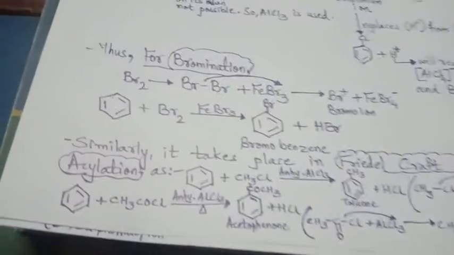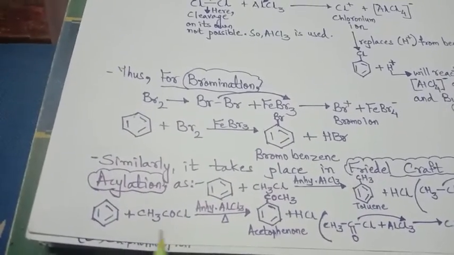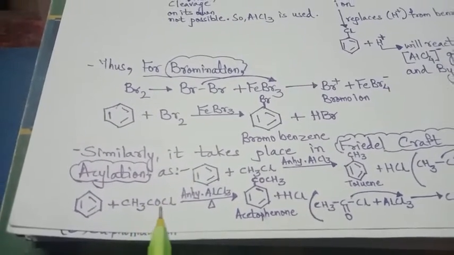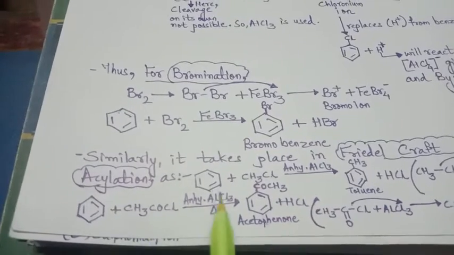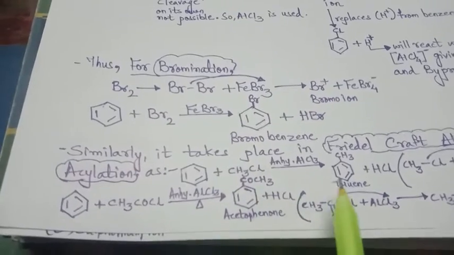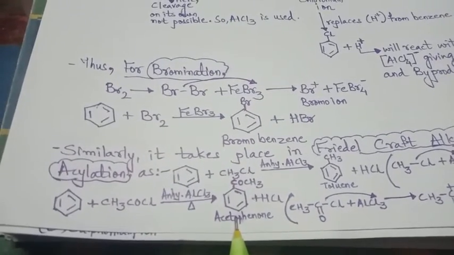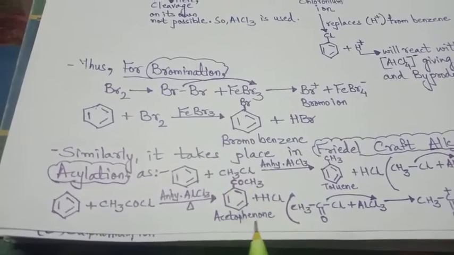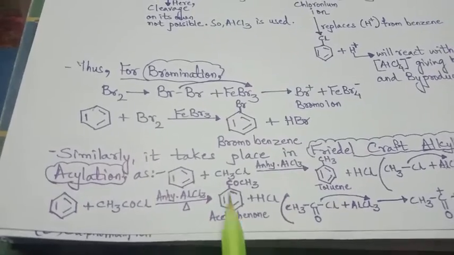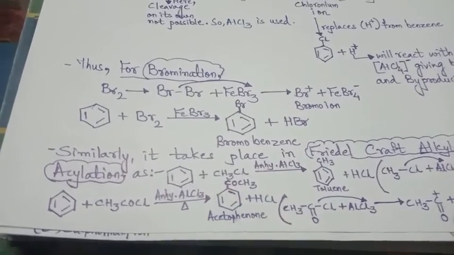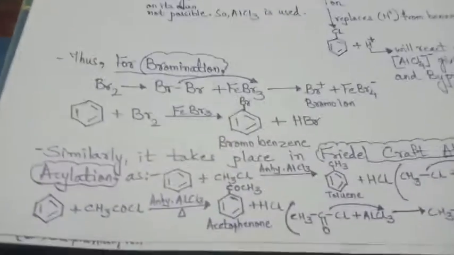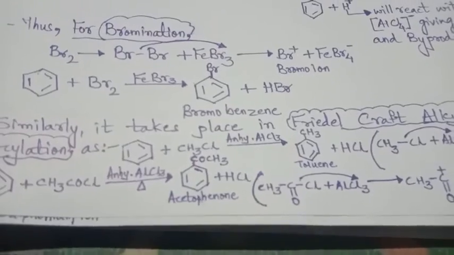In acylation you see the reagent is CH3COCl. As I told, alkyl halide with ketone group, C double bond O, is heated in presence of anhydrous AlCl3 and will give COCH3. This will give acetophenone. It has a CO group, so one ketone group, and phenyl, that is benzene with one hydrogen removed from it. So it is now a phenyl group. So acetophenone. And the byproduct is here also HCl.